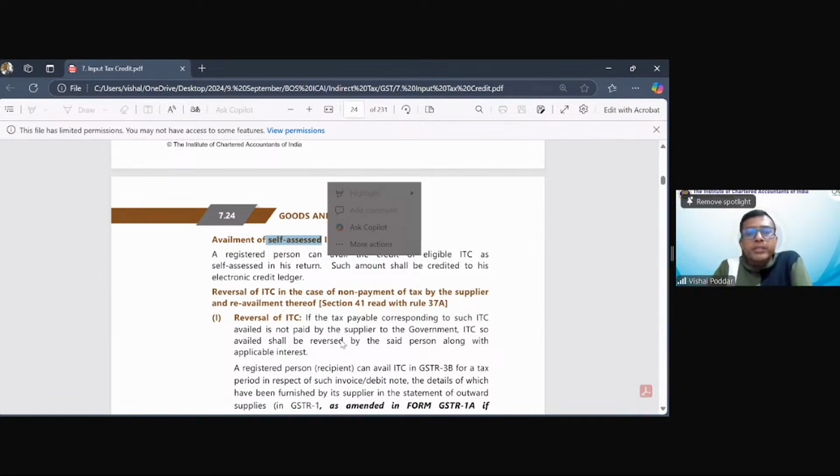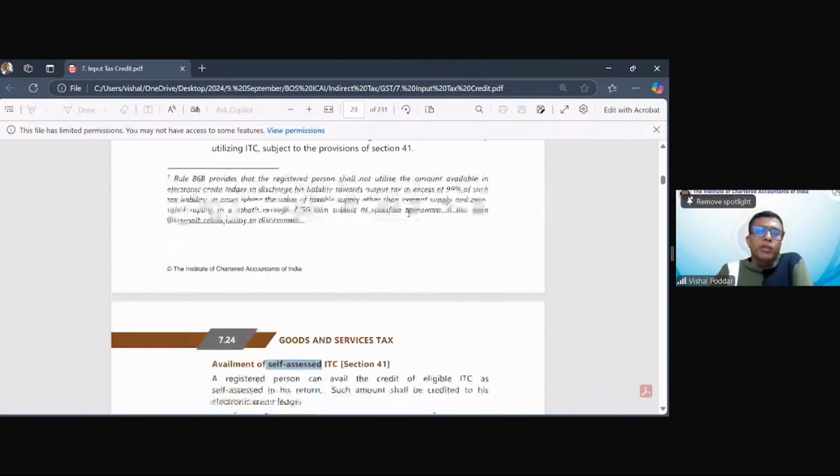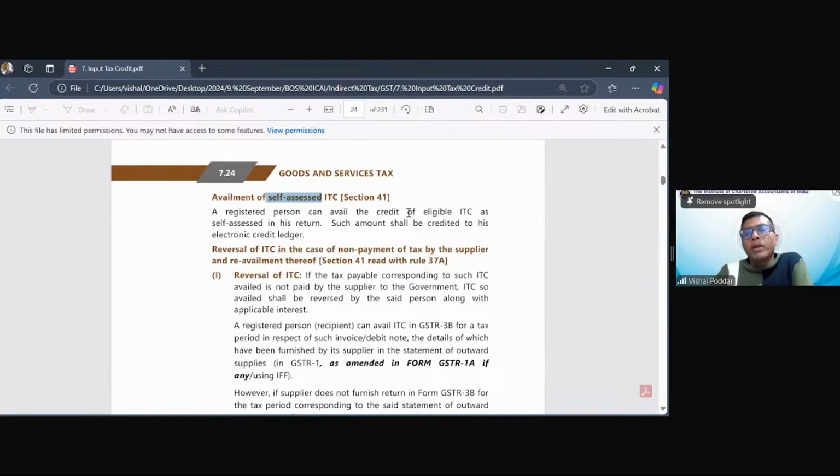Now, if he has not filed his 3B, it means he has not paid the tax, because tax payment is through 3B. Now, if Rahul has not paid the tax, for me, 16(2)(c) is not satisfied, and I was required to reverse the tax immediately. However, as I said, because of a lot of criticism, this section is now saying that if the supplier has not paid tax, I will not get credit, but subject to provisions of 41. So now 16(2)(c) has got a new partner in the form of 41 subsection 2.